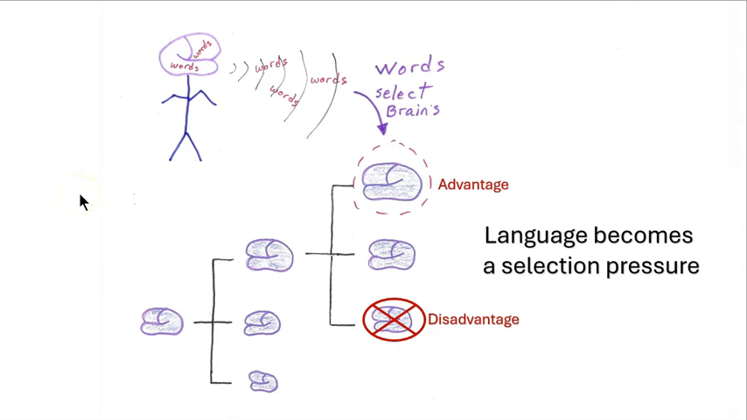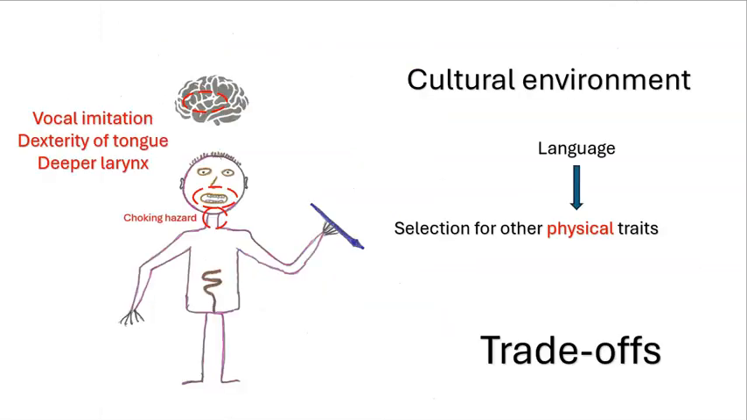This will be a follow-up lesson on the origin of language in humans. We've learned in the previous lesson that once language emerged in our ancestors, it became a selection pressure for the evolution of human brains, more capable of learning and using language. But in addition, language set up selection pressures for the evolution of physical traits, like a more dexterous tongue and an expanded, deeper larynx, so our voice box changed. This allowed us to produce a greater variety of sounds.